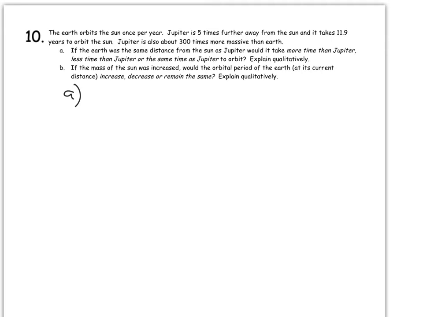So the question is, if the Earth was the same distance from the sun as Jupiter, how would that affect its period? Would it take longer than Jupiter, the same amount of time as Jupiter, or less time than Jupiter to orbit? And so the answer here is it would end up taking the same amount of time. And the reason is due to Kepler's third law.